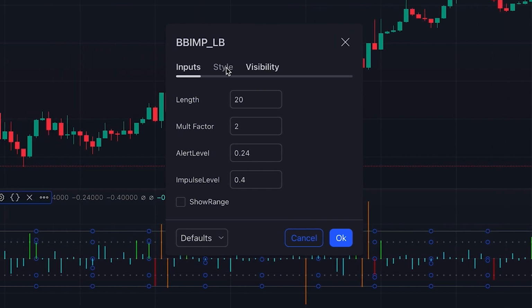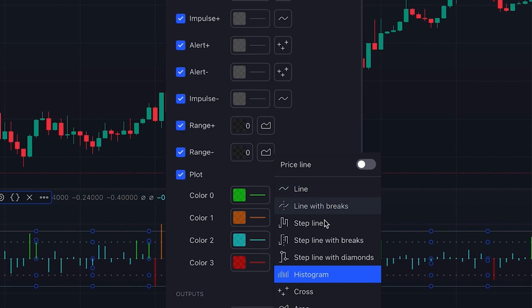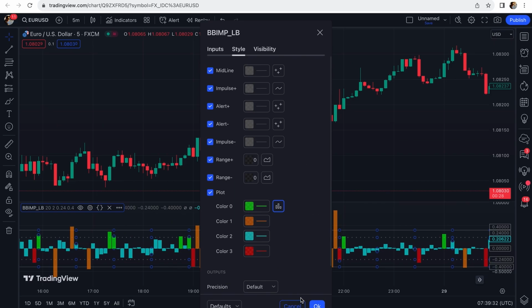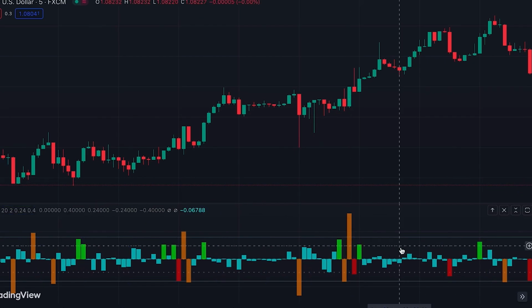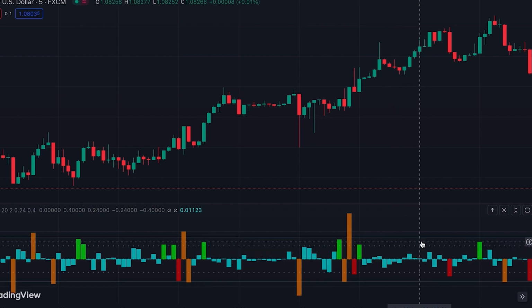Let's go to the style tab and change the appearance to column so the bars will be more clear. Alright, as I said, these two levels, which are set at 0.24 above and below 0, are alert levels, and these two levels, which are set at 0.4 above and below 0, are impulse levels.